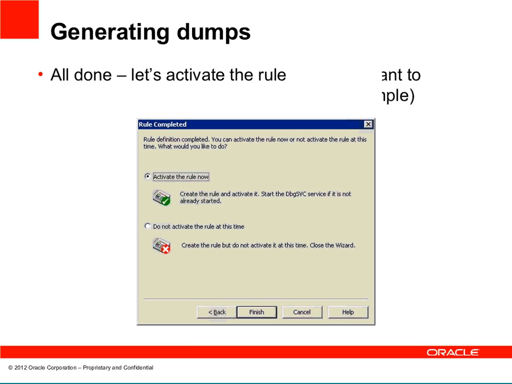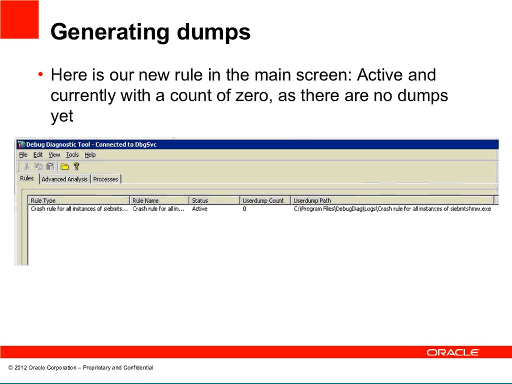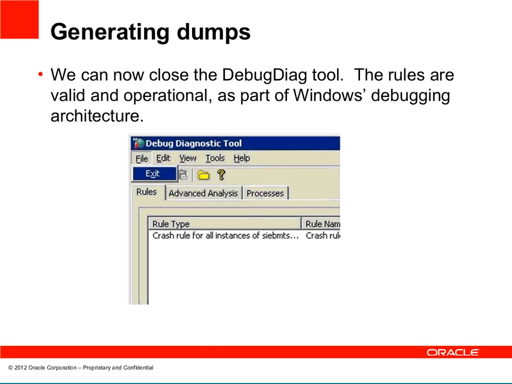And then that's it for the rule. Very, very easy. We just want to activate it. So click Finish. And then there's the new rule, which is in the main Debug Diag screen. So it's currently showing there as active, and the user dump count is 0 because there's no dumps at the moment. And you can actually exit from the tool at this point, basically because the Debug Diag runs as a service called Debug Service, which is the actual functionality that monitors for the crash.